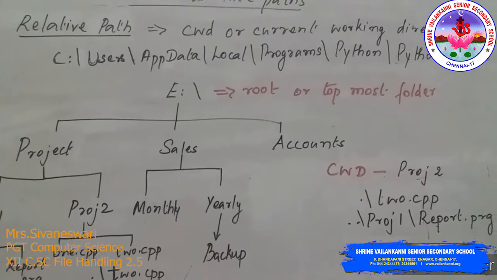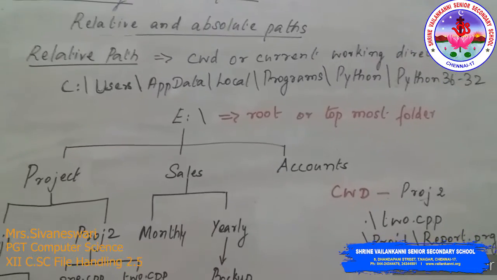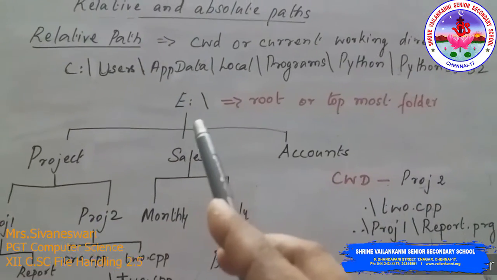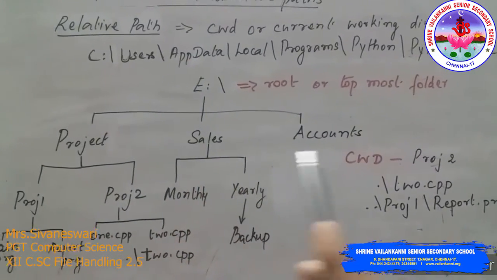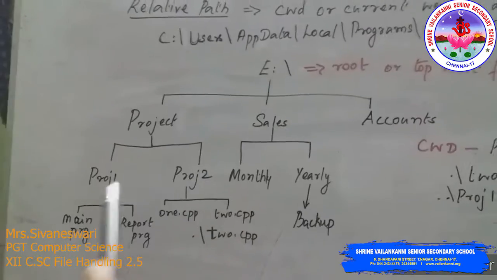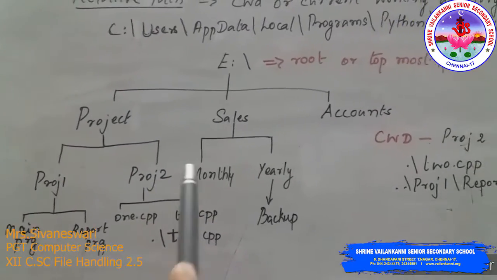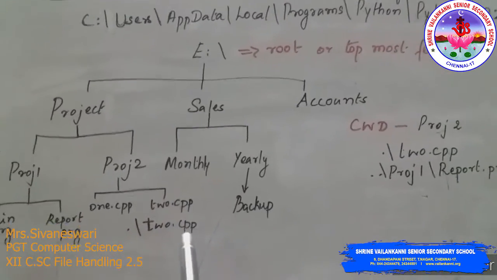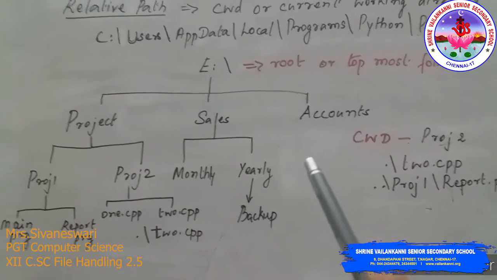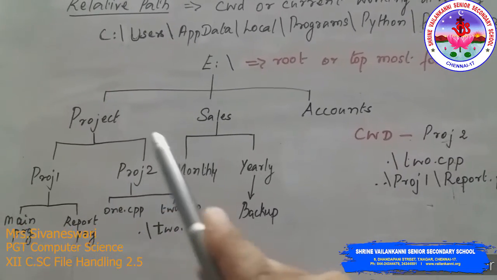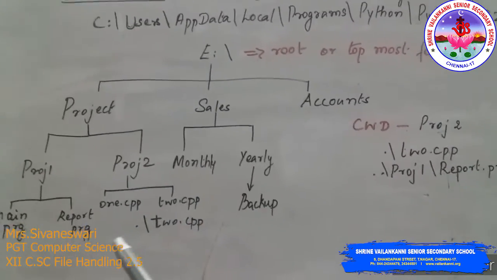Let's see an example for relative path. Relative path, as we saw, speaks about the current working directory. Here E: is the root or topmost folder. Under E: we have the project, sales and accounts folders. Under project we have project 1 and project 2; project 1 has the main program and report program, and project 2 has 1.cpp and 2.cpp. Now we assume that the program is executed when it is in project 2. We take the folder project 2 as the current working directory.